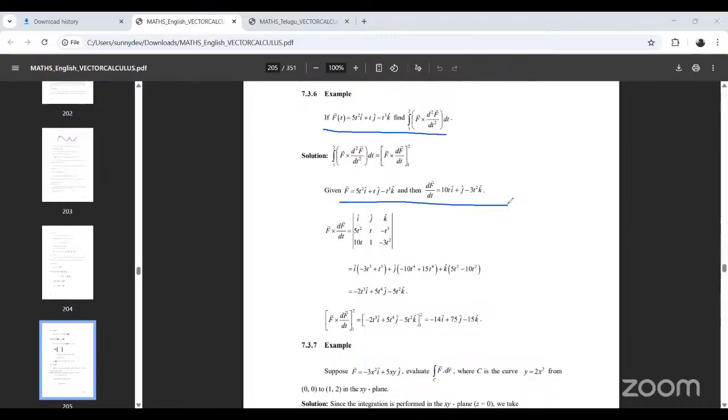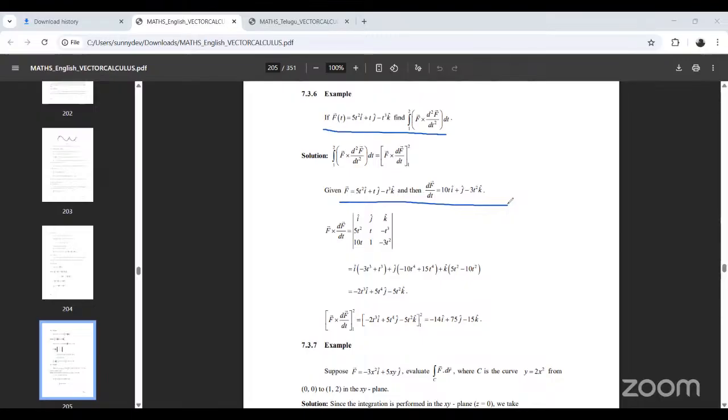So we have to do the differentiation. The derivative of t squared is 2t, and since there is already a 5, that becomes 10t. The derivative of t is 1, so that is 1 only. And the derivative of t cubed is 3t squared. So this is F cross dF by dt. Now we need to find F cross dF by dt.